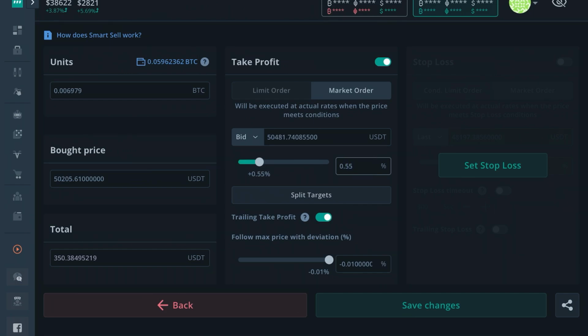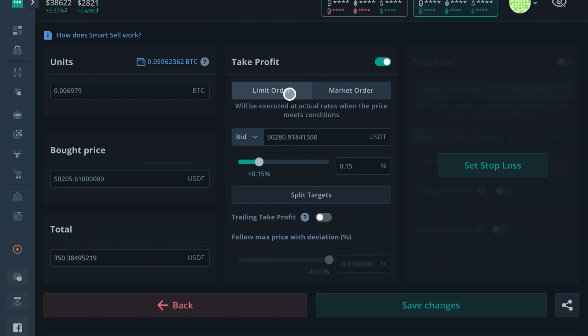From 0.55 we would have to go to 50,481. We go to 0.15, it's not that great of a difference, but it is still easier and more attainable. So we'll just go ahead and leave it at that, because we want this now to be closed out as quickly as possible. I had trailing take profit enabled on that bot. I'm going to go ahead and disable it.